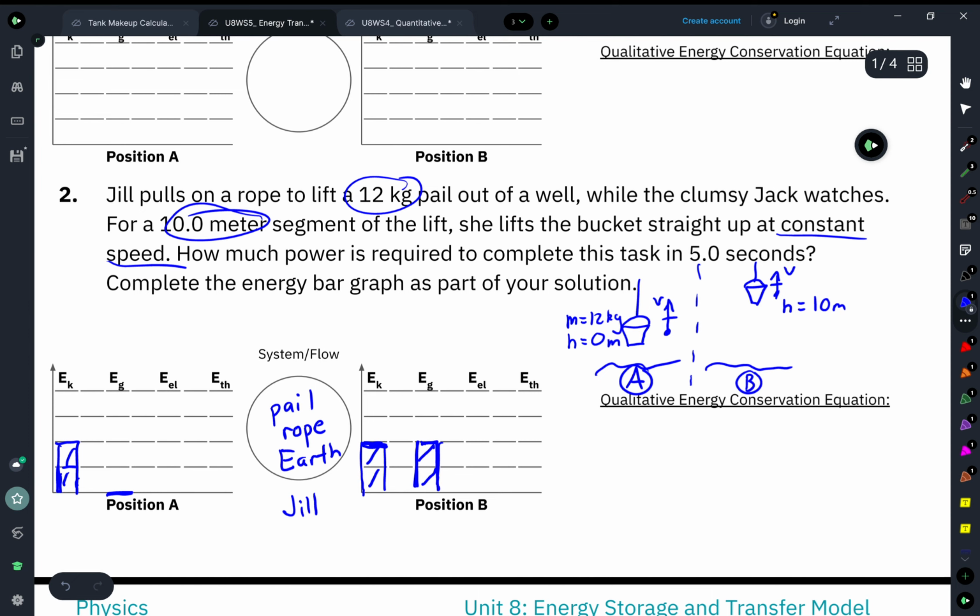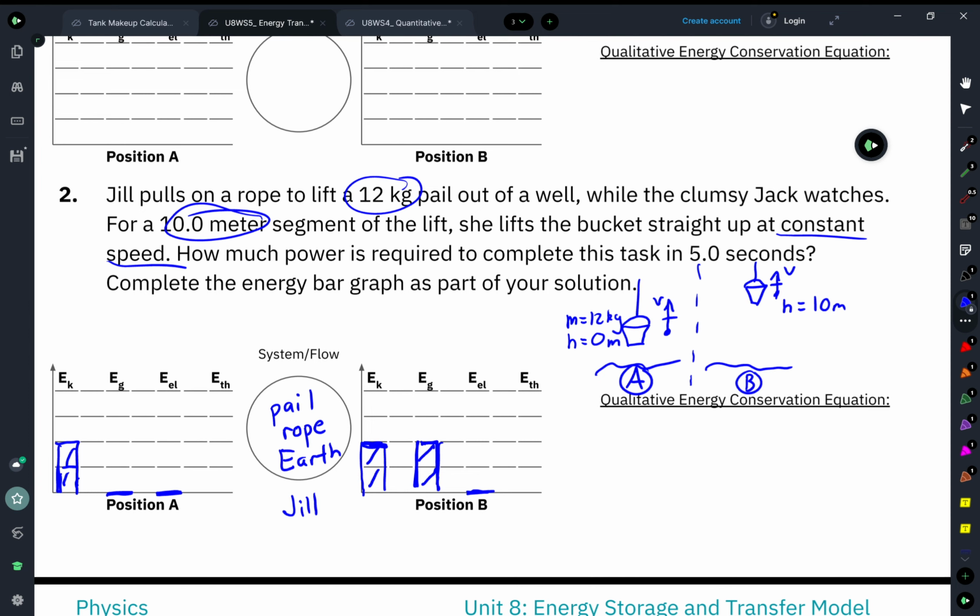Now when it comes to our elastic, I tend to think of elastic as more like rubber or things that can really stretch easily. Probably not like an old style rope that you might associate with a well. So I'm going to give it 0 bars of elastic before and after. However, if we're talking about like a fancy modern rope that can stretch a little bit before it breaks, we can add some elastic energy there.